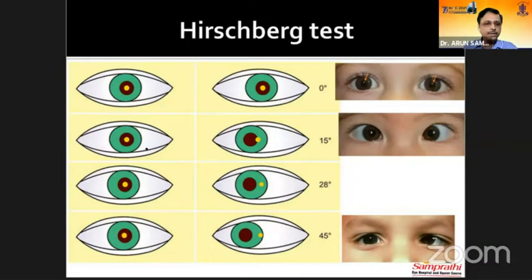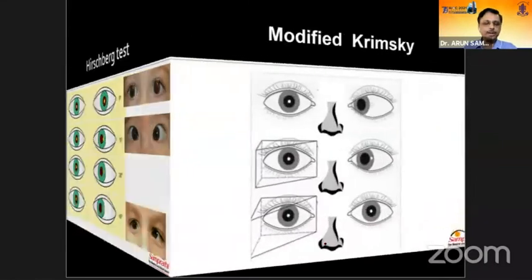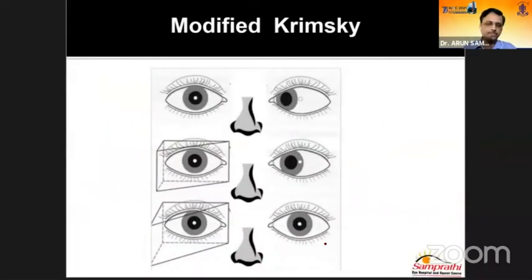If the light reflex falls at the pupillary border, then you have the 15-degree squint. If it is between the pupil and the limbus, then it is 28. And if it is at the limbus, it is 45 degrees of strabismus.